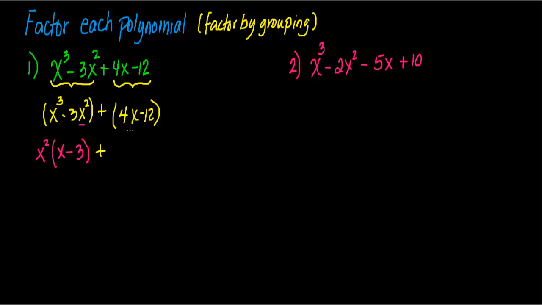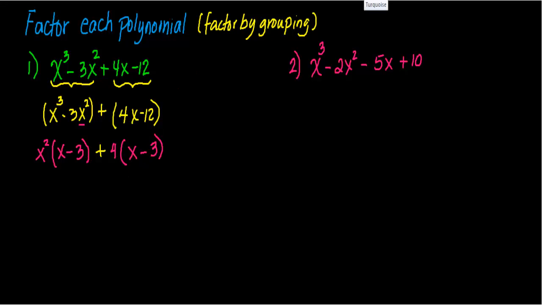The second group, they have a 4 in common because 4 is a factor here and 12 has both factors of 4 and 3. So they share a factor of 4. So bring out the 4, and 4 times what will give you 4x? 4x times x minus, minus, and 4 times what will give you 12? Times 3. And there you have factored both groups.